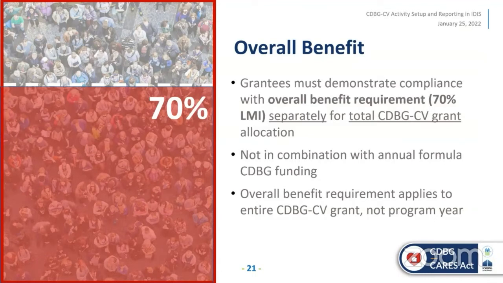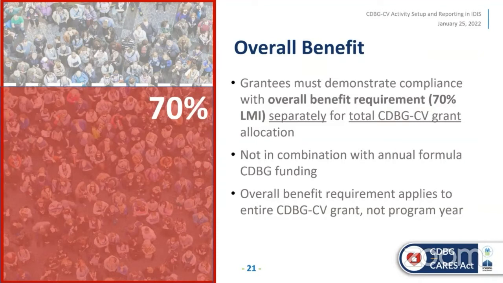And so compared with normal CDBG, that might be over a program year or 3 years. CV is completely separated for that calculation. And so it's a rolling total. It's just that for CV, that 70% has to be used for LMI individuals. And again, that's not in combination with anything else. And that it's not a program year calculation as well.